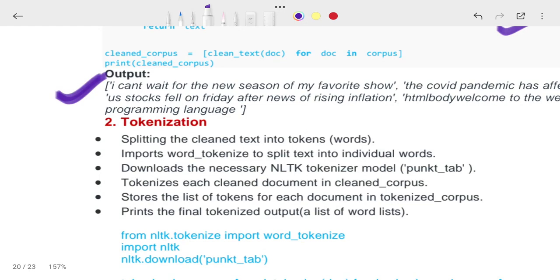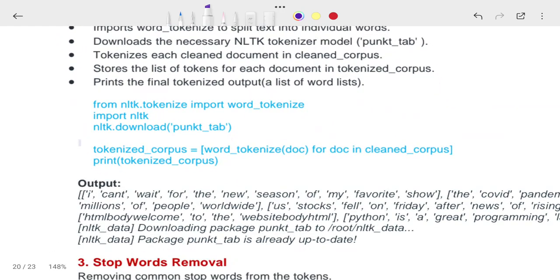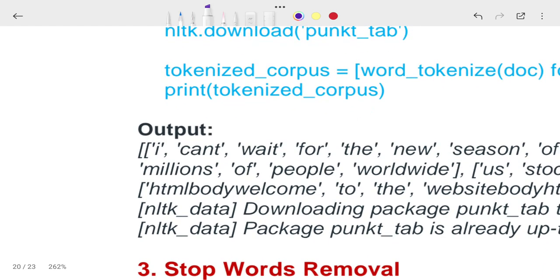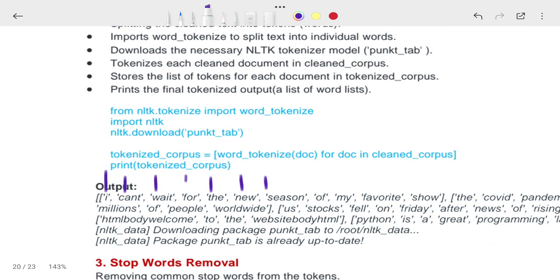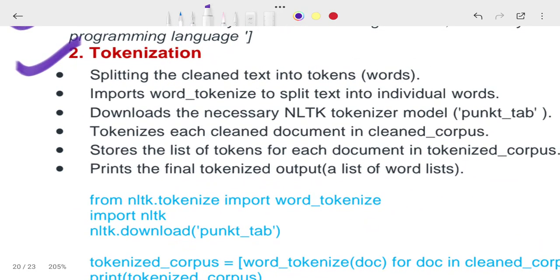Done. Now next, tokenization. What is the meaning of tokenization? Tokenization means, suppose the text, you can see that I have written different tokens. I have taken the overall text and divided it into different subsets. So if you want to split the text into individual words, to make them individual words, that is the meaning of tokenization.